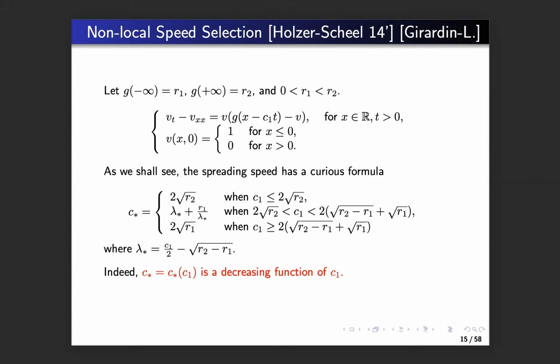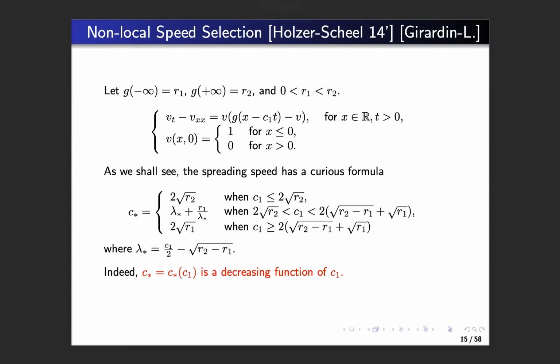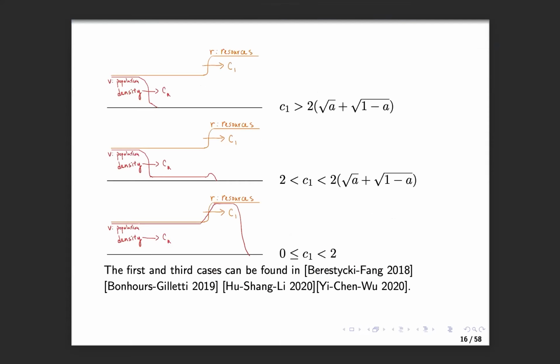Okay, I try to write it in the form of the Uchiyama results. It turns out that in an intermediate regime, the speed is determined by the supercritical speed, where the exponent lambda star is given by this expression. If you look at this picture, in the intermediate regime, this C1 affects the selection of C star.